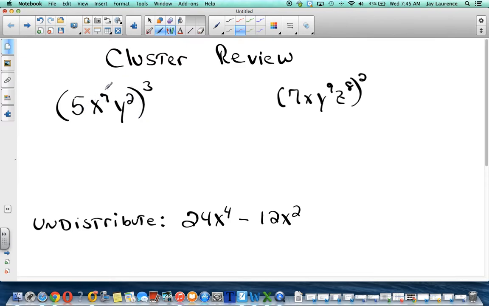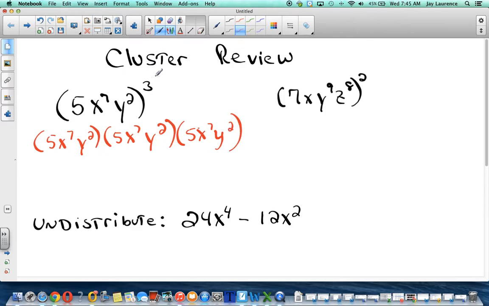All right, first of all, I'm going to cube everything. I'm going to raise everything to the third power. Now, if you want, you could write it out like this. You could go, well, 5x to the 7th y squared times 5x to the 7th y squared times 5x to the 7th y squared. Right? This is an exponent problem, and I just changed it into a multiplication problem, right? We don't want to think about this as multiplication. This is an exponent problem because that exponent, power raised to a power.